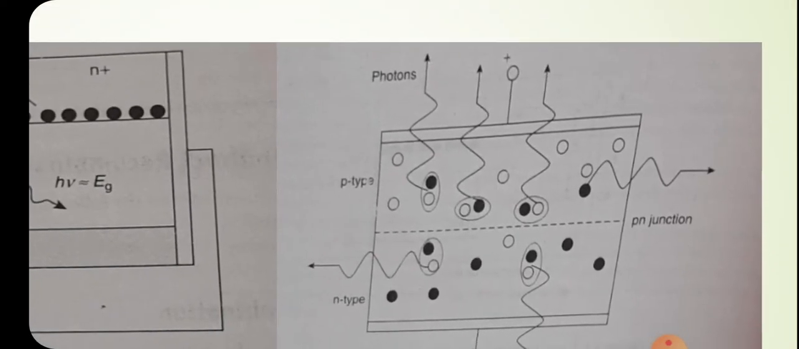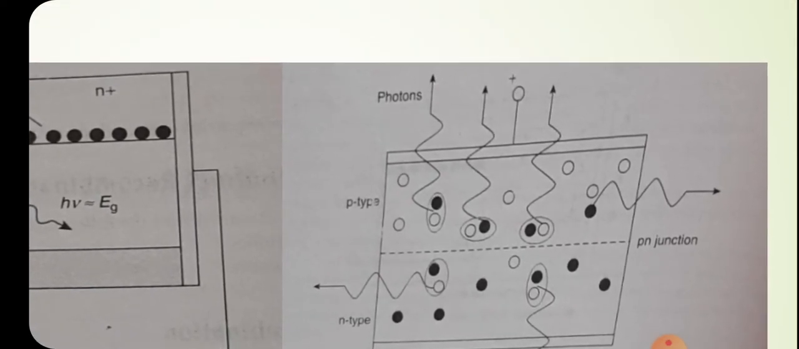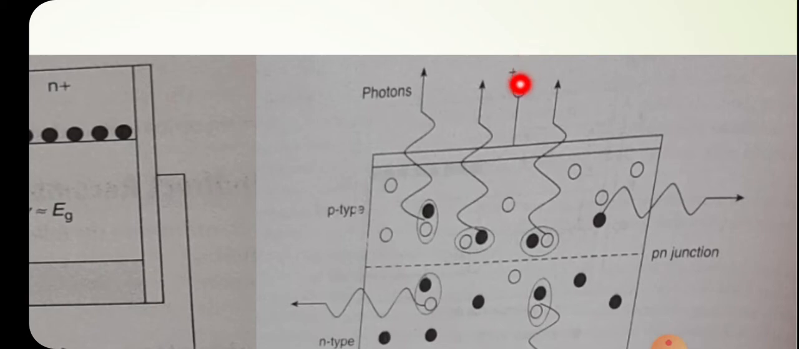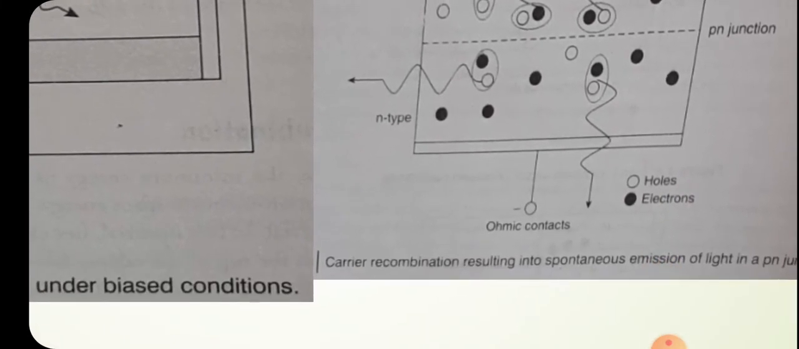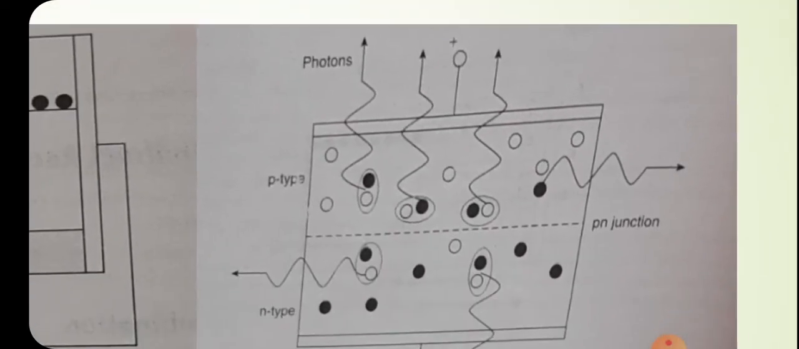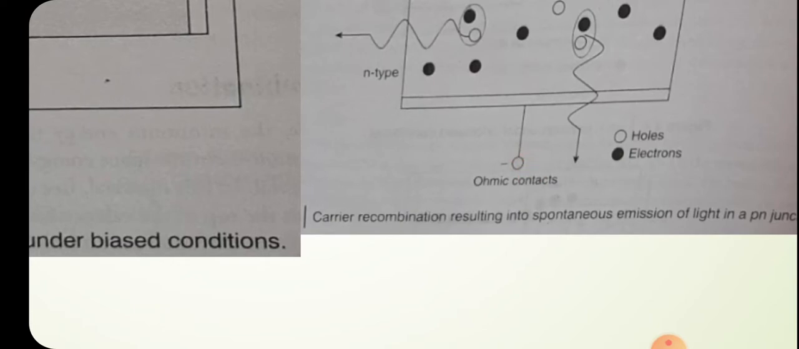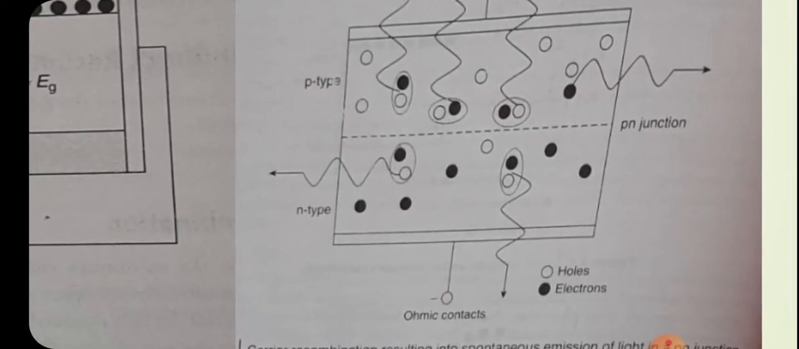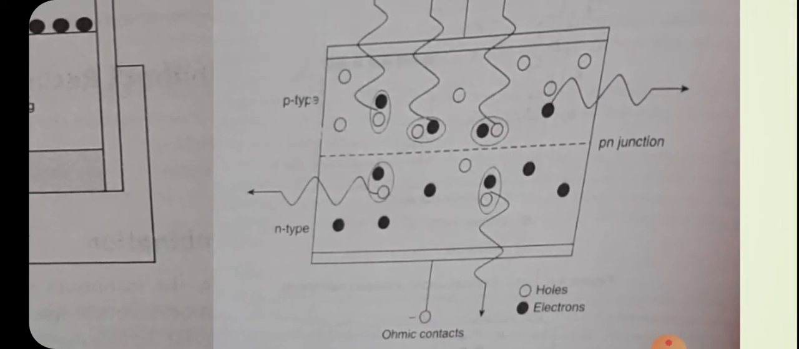Here biasing is shown: the p side is connected to the positive terminal of the battery, and the n side is connected to the negative terminal of the battery, so that electrons will move to the p side and combine with the holes of the p side, so that a photon is emitted.